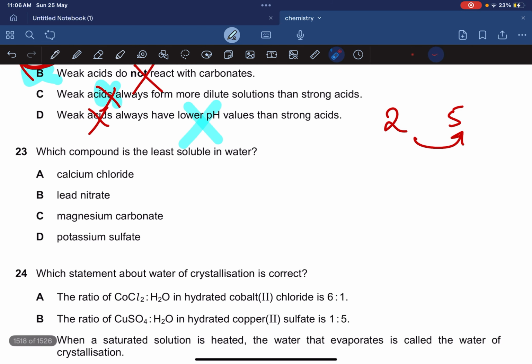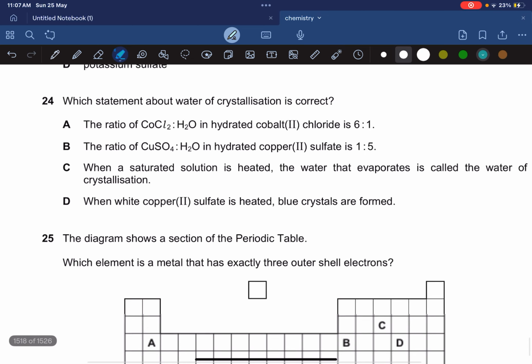Okay, which compound is the least soluble in water? Calcium chloride: chlorides are soluble except for lead and silver. Lead nitrate: all nitrates are soluble. Magnesium carbonate is insoluble, because carbonates are insoluble apart from your group 1 and ammonium. And potassium sulfate: all potassium salts are soluble. So the least soluble is going to be option C.